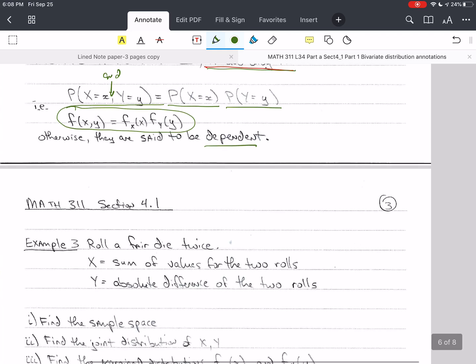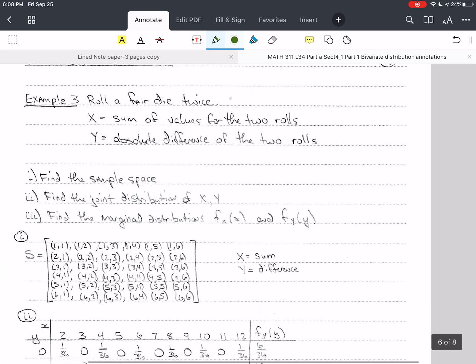So let's look at an example where we roll a fair die twice. We're going to let x be the sum of the values of the two rolls, and y is the difference of those two values, absolute values, so it's always positive. We want to find the sample space, the joint distribution of x and y, the marginal distributions, and then we'll look at whether they're independent or not.